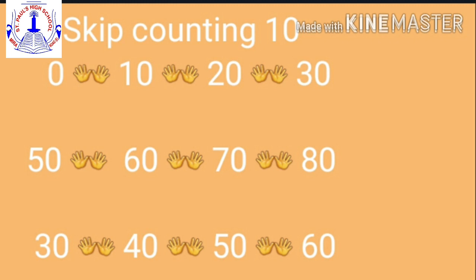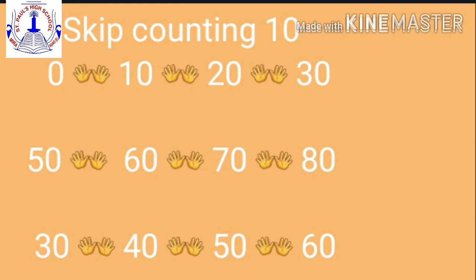Same way, after 20 again in the ones place you will write 0 as it is, and you will change the tens place digit. After 2 which number will come? 3. So you will write 3 in the tens place. So your number will become 30. This is the way we write skip counting 10.